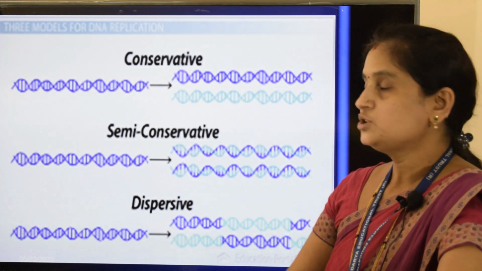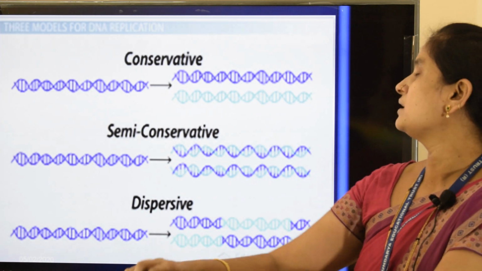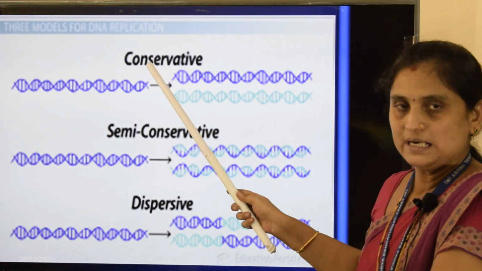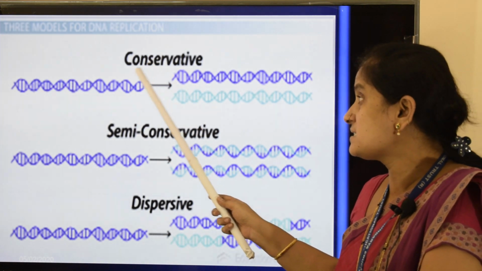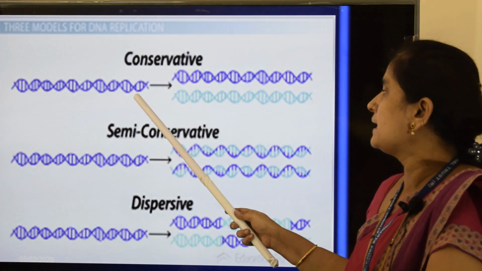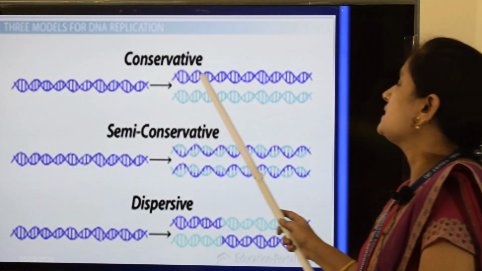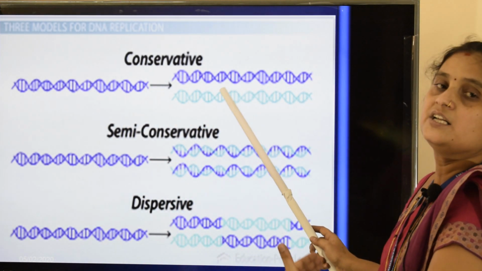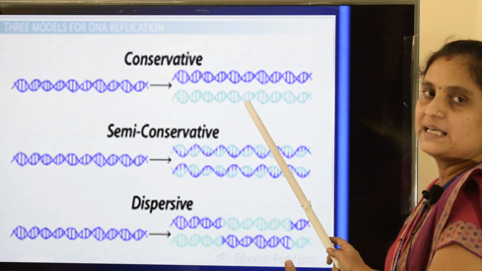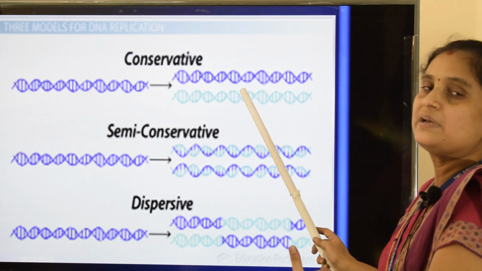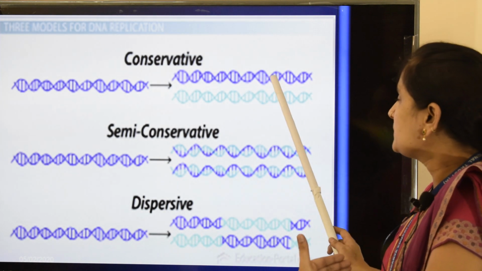So with that you can understand better. So this is the conservative type of model of DNA replication. As it says, this is the parental DNA and these two are the daughter DNA molecules. So here the parental DNA is going to be expressed as it is in the newly formed daughter DNA. So this model was not much convincing.